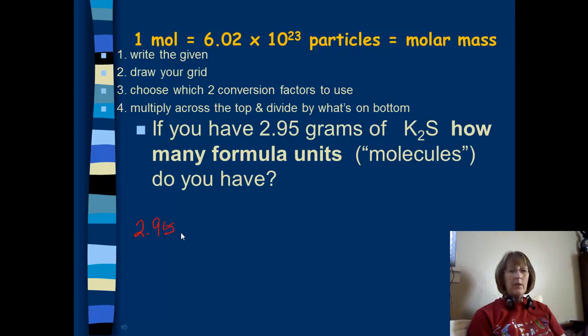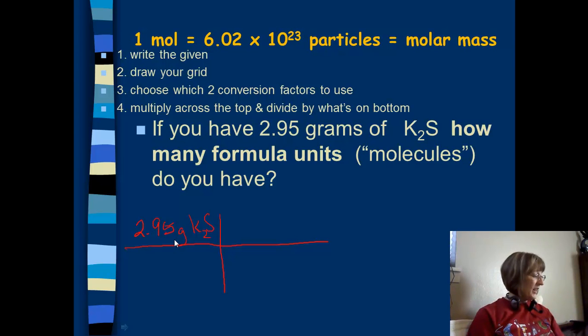Alright, so if you have 2.95 grams, let's write that down. 2.95 grams of K2S. Second, draw the grid. Third, figure out which of the conversion factors we're going to use. We've got grams, so we have to have grams down here, and the only way we get that is looking at the molar mass. And it looks like the molar mass of potassium sulfide is 110 grams. You might check me on that because that seems pretty convenient that it's the same as what it was.